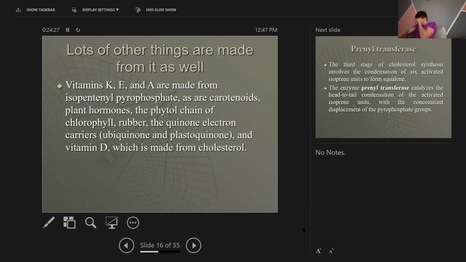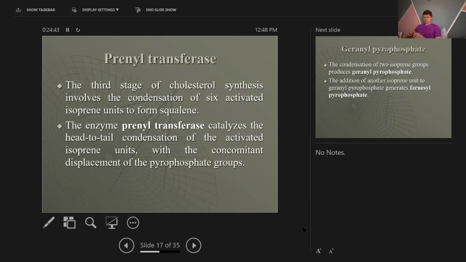Rubber is an isoprene, a repeated isoprene unit. Quinones, electron carriers, ubiquinone, plastoquinone, all those. Vitamin D is also made from cholesterol. All of those are made from this pathway. So your first enzyme is called prenyl transferase. Prenyl transferase is going to take these two molecules into a head to tail condensation. These groups are activated, so you don't need to use any more ATP.